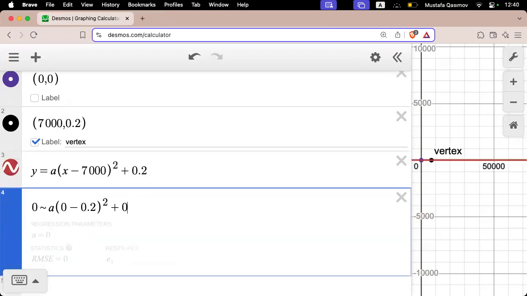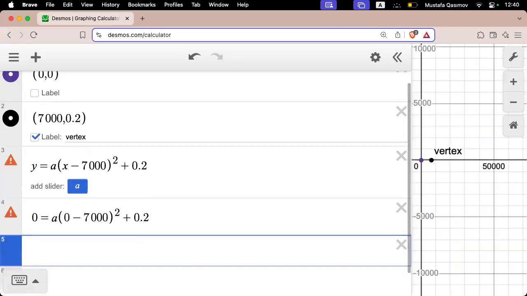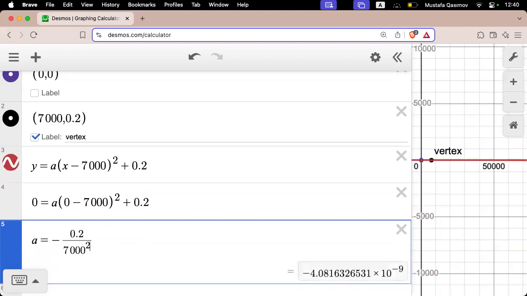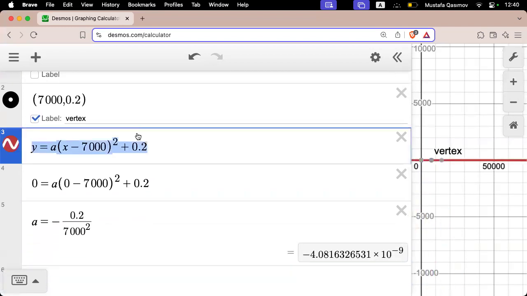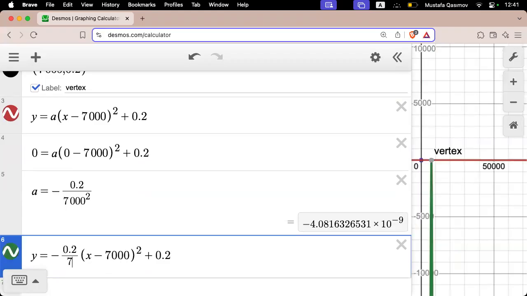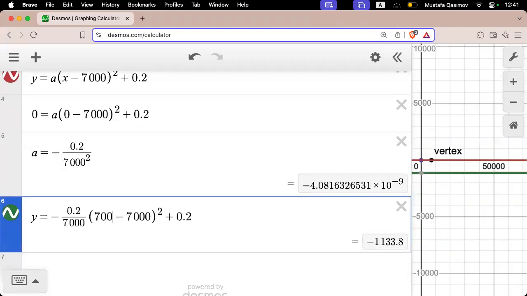This is quadratic form. It is the quadratic form for the vertex. So when a question is related to the vertex, it is better to use that one. So A is equal to that one. You can also use this one. But if you don't want to use decimals, you can find A from here. This is not very complicated. It is negative 0.2 over 7000 squared, like that. Then you must take that one and write the value of A here. Then you just write 700 instead of X, and then you calculate it by yourself.